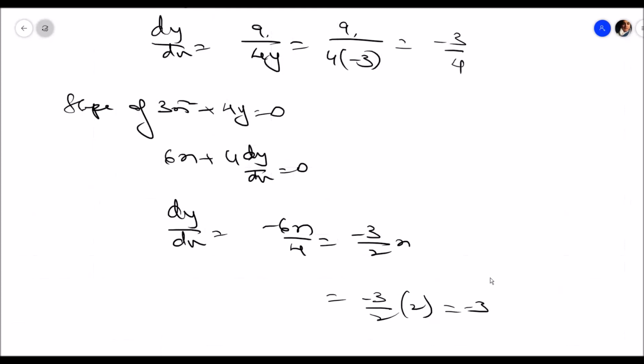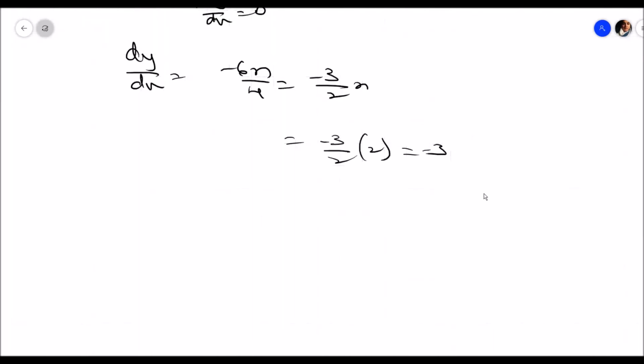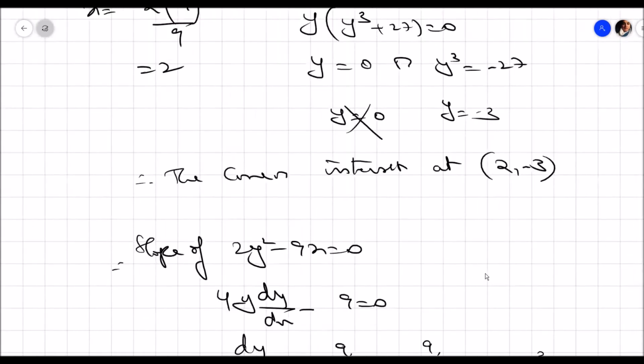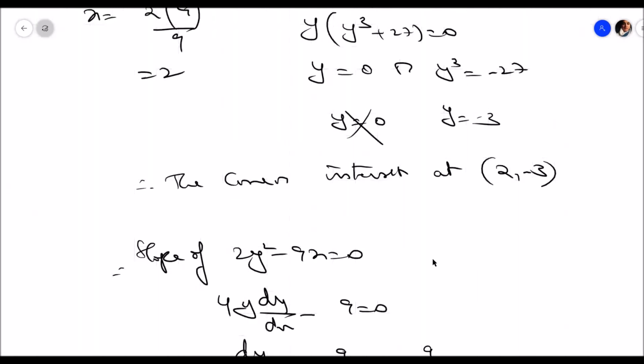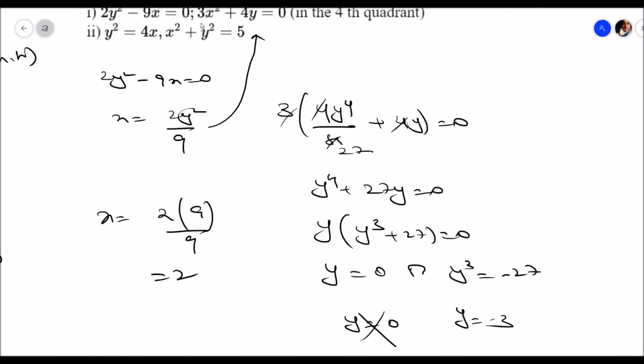I need to find out the angle between them. How do you find out? So tan theta is equal to modulus of m1 minus m2 by 1 plus m1 m2. Okay, I'm sure you can finish it off from here. Same logic for the second problem as well. All right, just the same logic for the next bit as well.